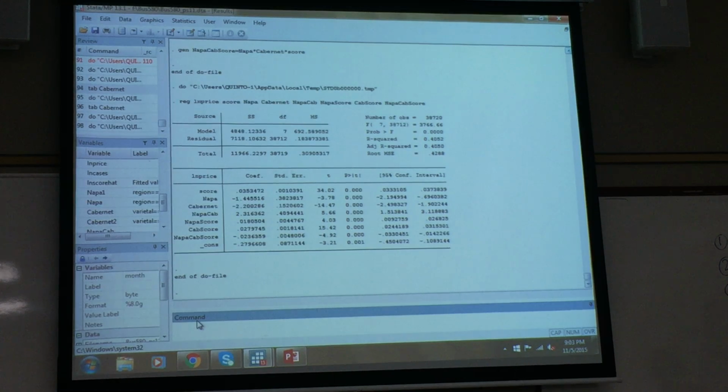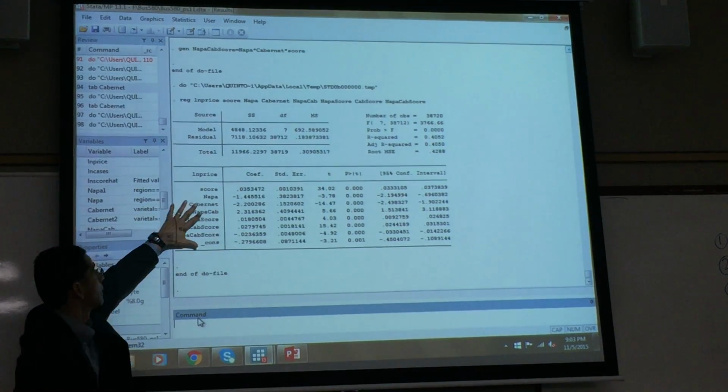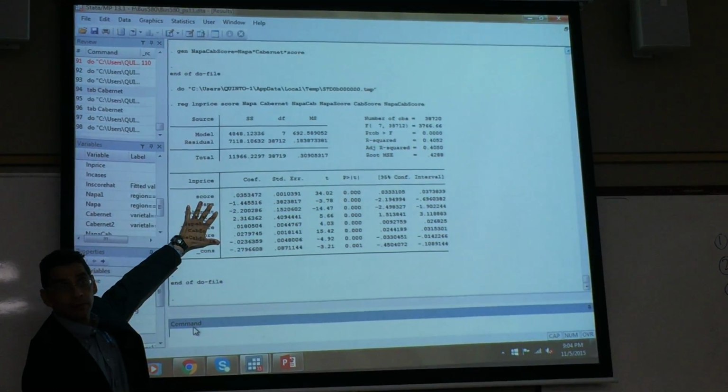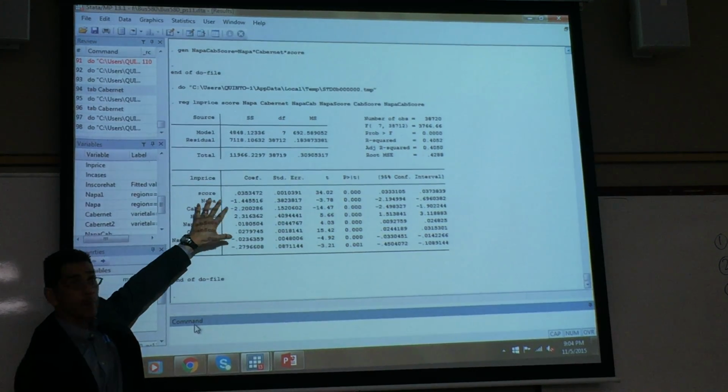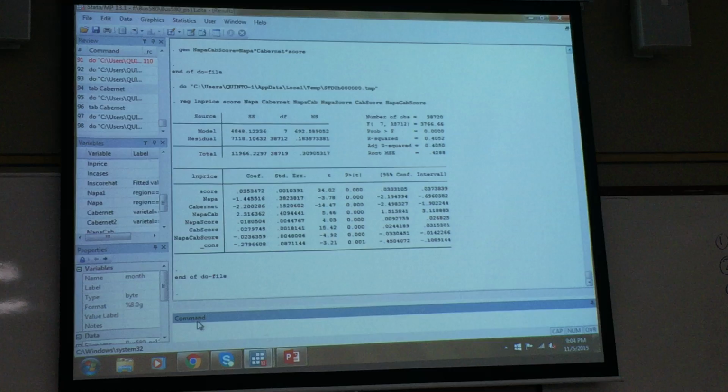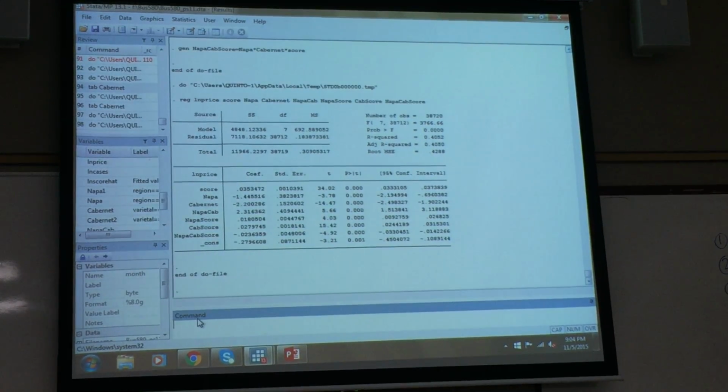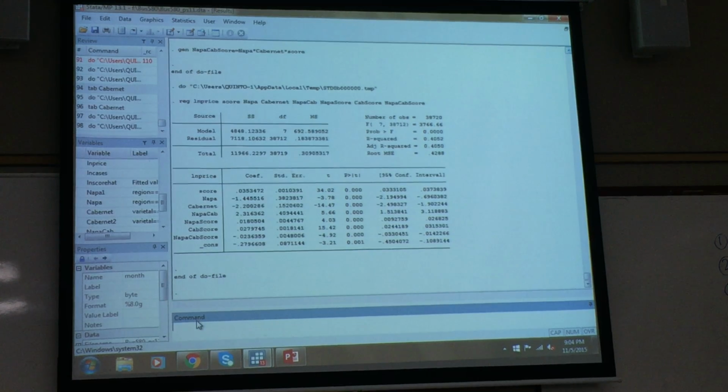In this case, if you're not a Napa wine and if you're not a cab, then all of these zero out, right? And if I'm not from Napa and I'm not a cab, what am I? Sonoma Zin, exactly. So that coefficient, 0.035, is the ratings effect for Sonoma Zin.